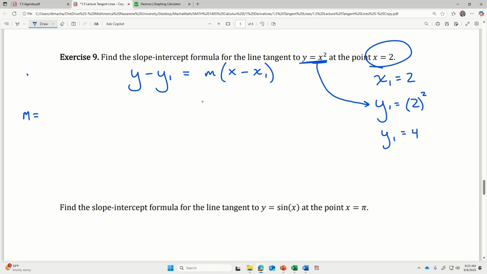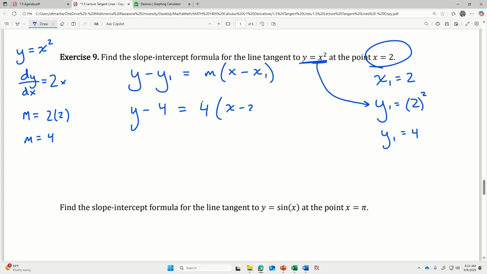And so what is the derivative of this function? What's the derivative of x squared? 2x. Yeah, the derivative is going to be 2x. And so m is going to be 2 times 2, so the derivative is going to be 4. And now I can use this formula and write my answer. y minus 4 equals 4 times x minus 2.